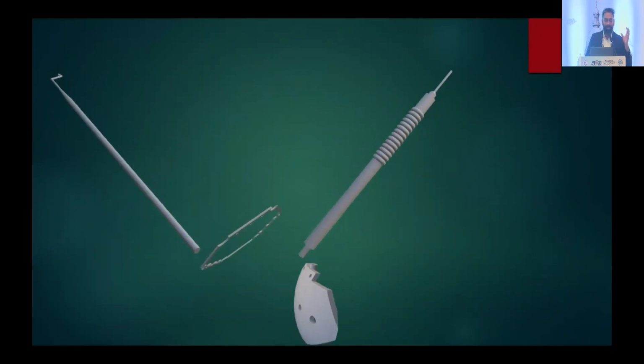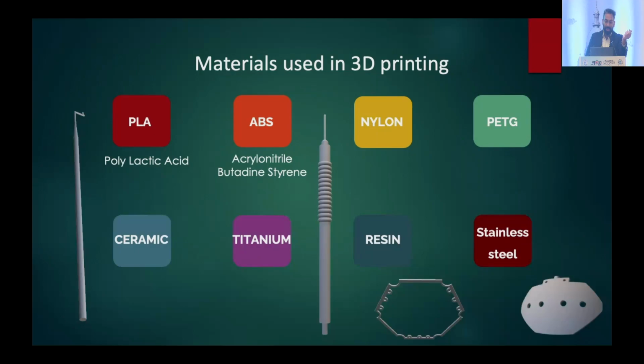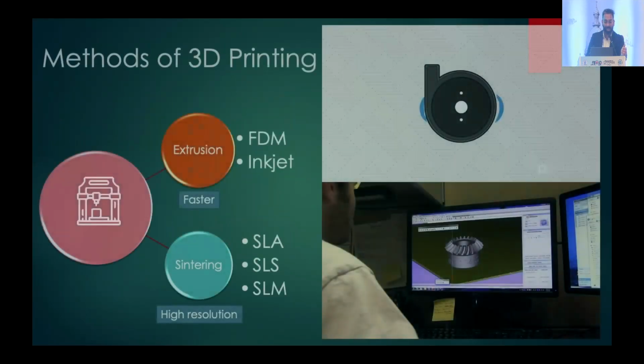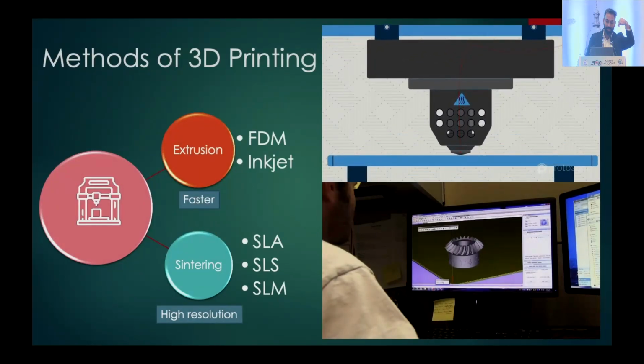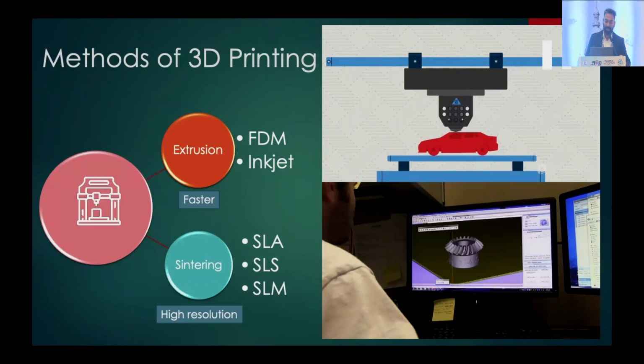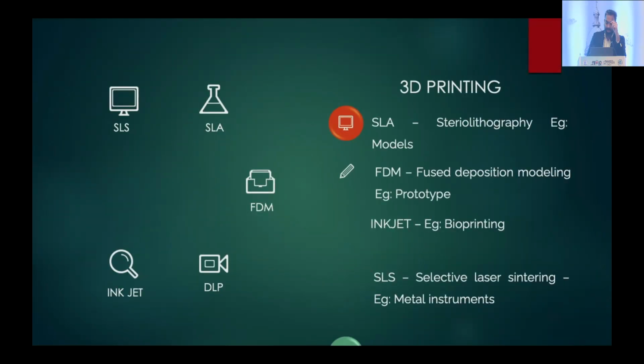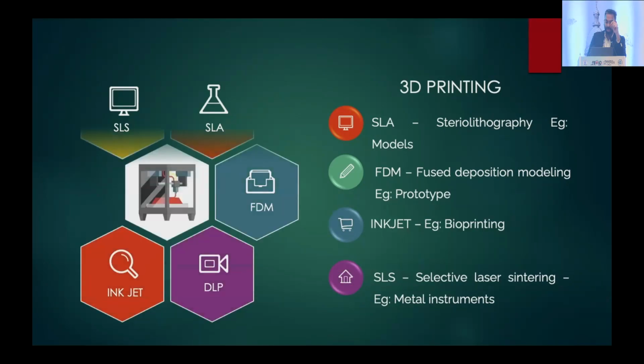So this product can be made using polylactic acid or an ABS material. Polylactic acid is much easier because you can prototype, and it is a little brittle. But if you want a better version, you can use ABS, ceramic, or even titanium and stainless steel material. So what are the methods? One is extrusion, by which the filament comes out of the 3D printer and makes up the product. But then there is something called sintering, where a laser comes in and melts the steel or metal and makes a product out of it. So these are all the materials which can be used for making a product.